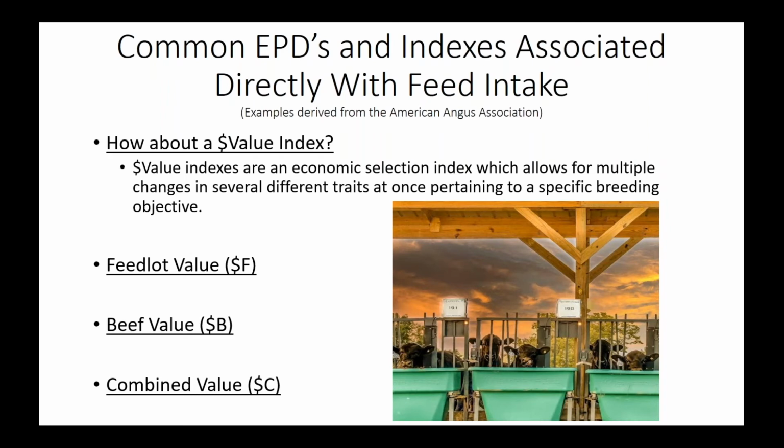This is by far the most expansive dollar index in regards to the number of traits that contribute to it. And it includes both calving ease, direct and maternal, weaning weight, yearling weight, maternal milk, heifer pregnancy, docility, mature cow weight, foot angle and claw set, marbling, carcass weight, ribeye area, fat thickness, and lastly, you guessed it, dry matter intake.